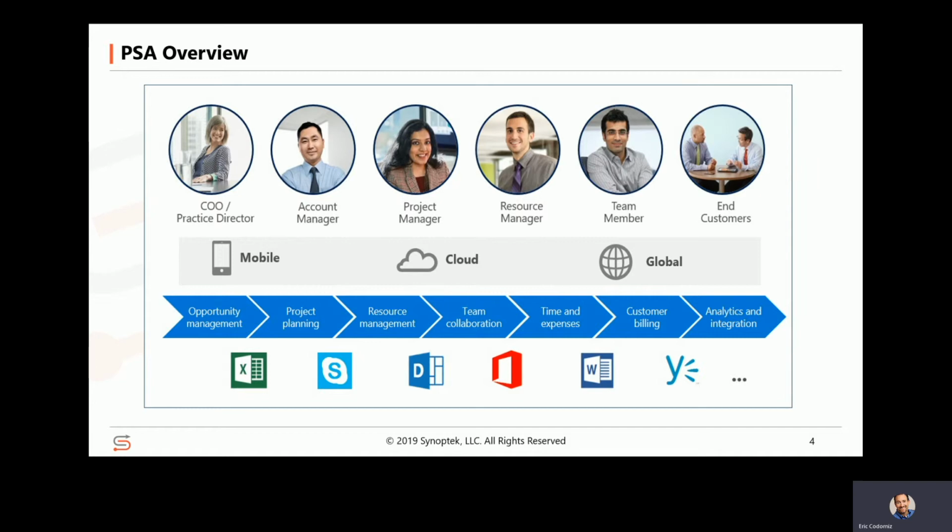Dynamics 365 for PSA offers end-to-end project service by planning and delivering successful projects using a predictable and customer-centric service delivery model, anticipating resource demand and ensuring that the right resources are on the right projects and keeping utilization high. It also helps prioritize project-based sales opportunities with built-in intelligence to plan for successful outcomes. Additionally, it empowers your service professionals to deliver their best work through intuitive and collaborative tools. And finally, it drives innovation with an application that's easy to tailor, extend, and connect to other apps and services you already use.